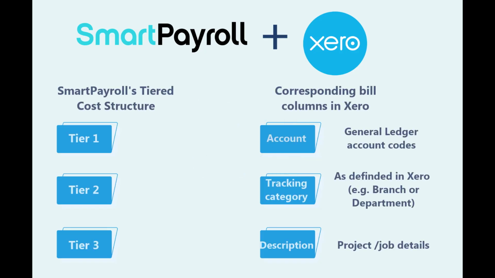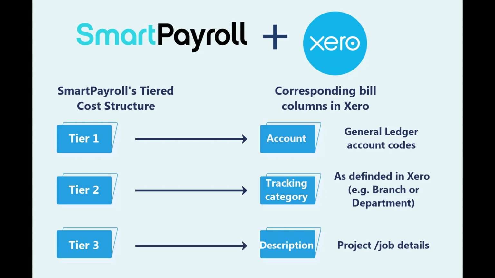SmartPayroll's costing feature has a tiered mapping structure, and the data flows straight through to the corresponding columns in your Xero bill. Tier 1 is your general ledger account that you allocate your different labour costs to, such as wages or bonuses. Tier 2 is your tracking category as defined in Xero. This lets you break your costs down further by team or department, for example. And Tier 3 is the project or job description.